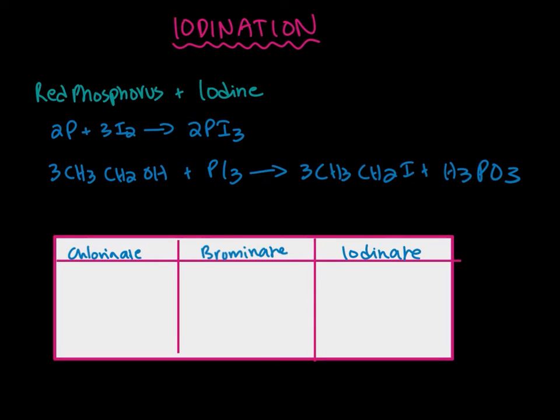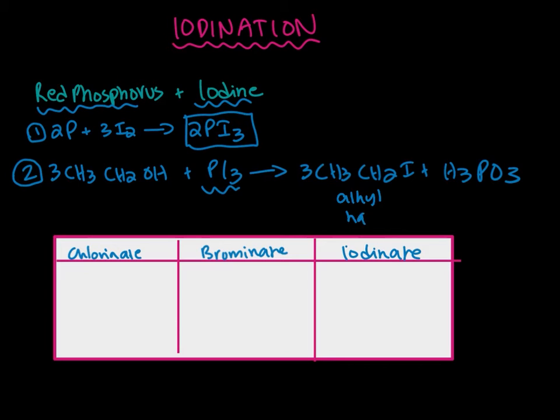The next reaction that we're going to be talking about is iodination of alcohols. So the reagent that we use for this is going to be PI3. And the first step that we have is to actually prepare this. So in this case, you're going to react red phosphorus with iodine, and this is going to give you PI3. And in the second step, PI3 will react with the alcohol to give you an alkyl halide and phosphorous acid.